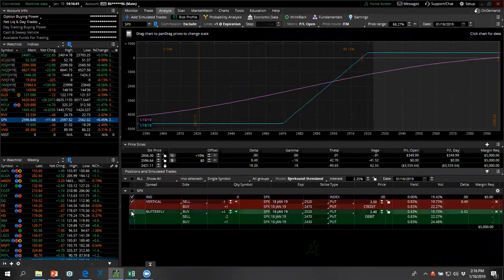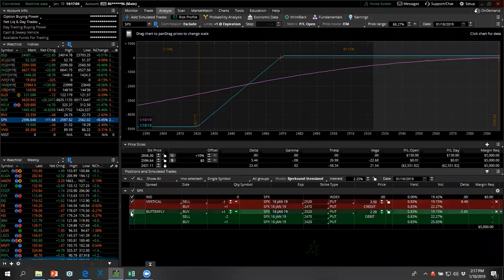Now, if I did it right, and I didn't, but if I had done it right, the margin doesn't change. Let's fix that. The original put credit spread was 50 points wide. If I made this butterfly 50 points wide, let's see, 2420 would be 50 down. It should not change the margin. Correct, it does not change the margin.